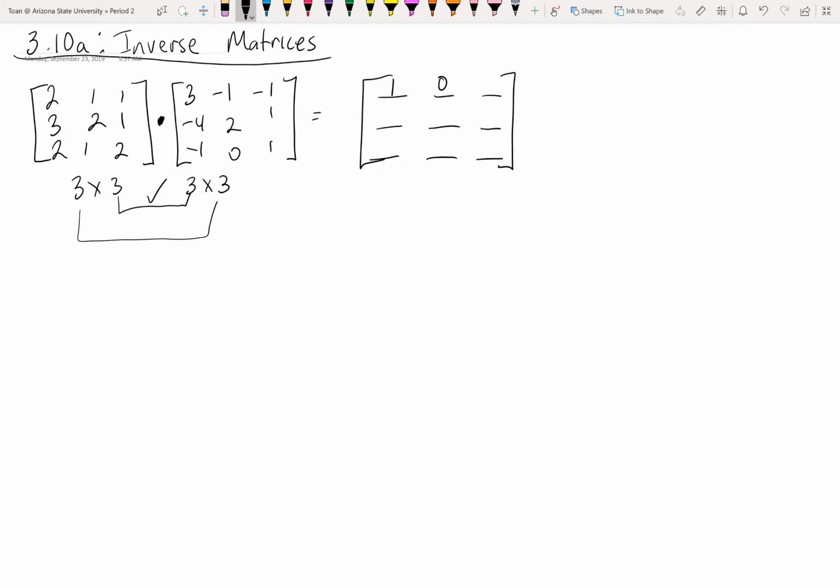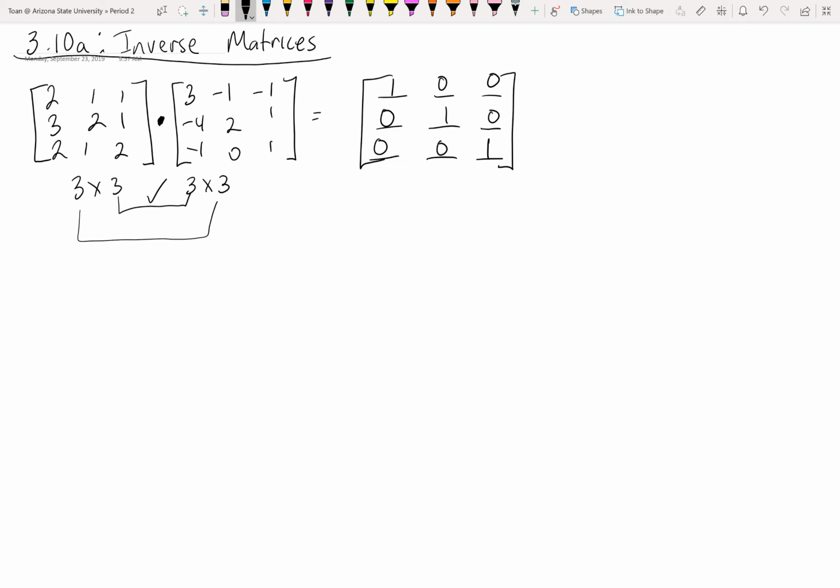If I do the top right corner, I got a 0. If I do the left middle, I got a 0. If I do the straight up middle, I got a 1. Right middle, 0. Bottom left, 0. Bottom middle, 0. And right bottom, I got a 1. So this is a very interesting matrix here. It has a 0 everywhere, except 1 along the top left to bottom right diagonal.